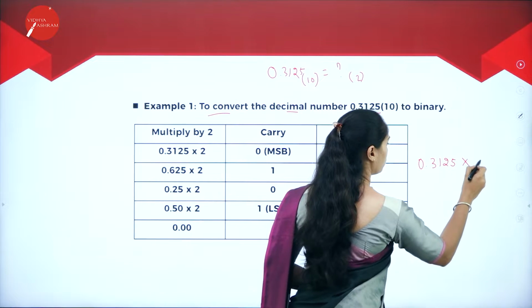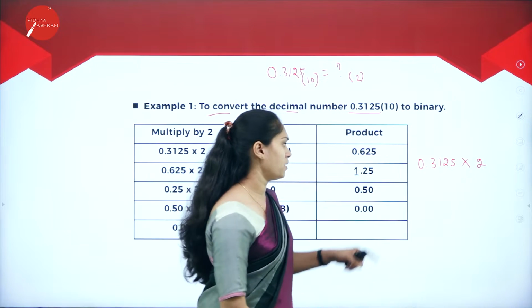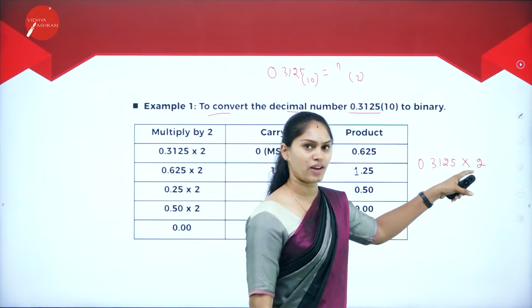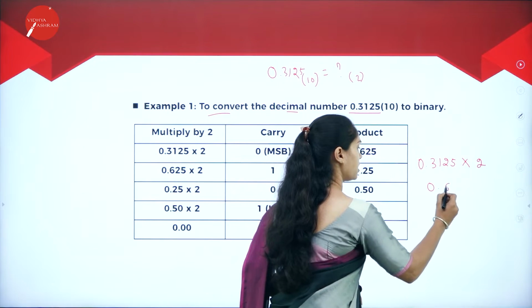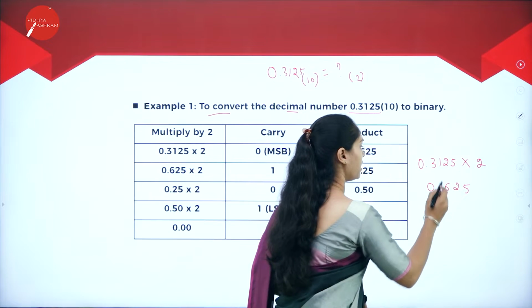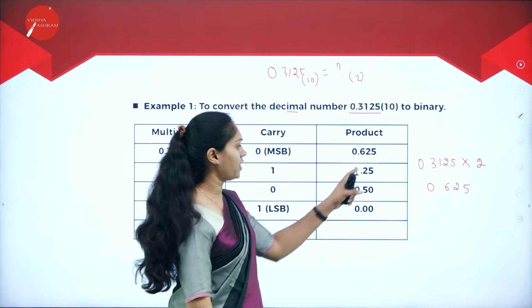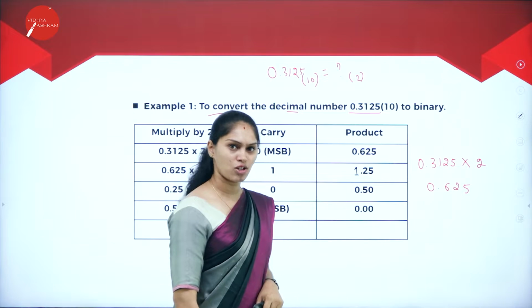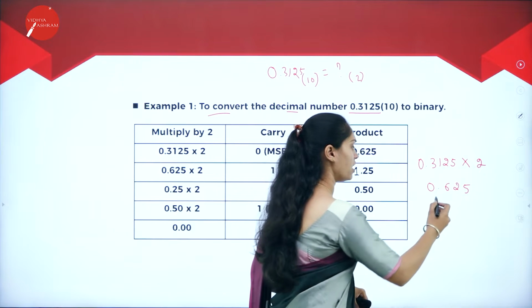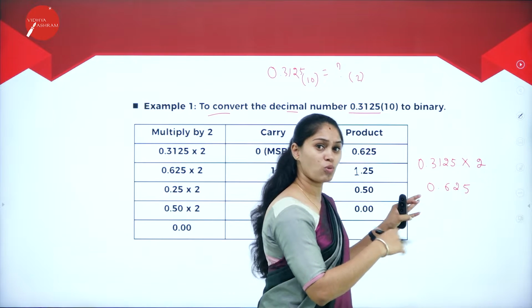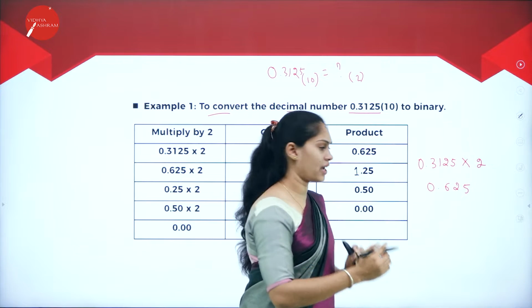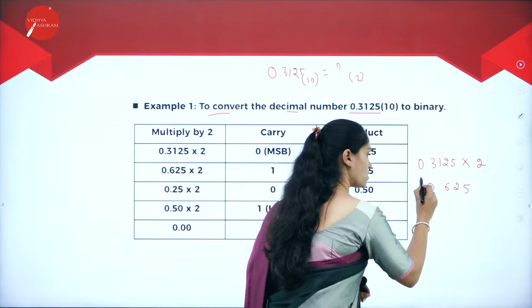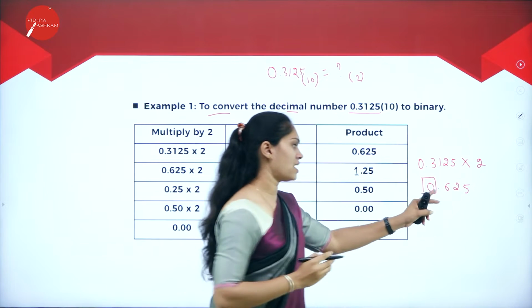Okay, into 2. So if I multiply 0.3125 by 2, then what we are going to get is 0.625. Here this is just a product. So what do we have to follow? We have to find the carry along with the product. Okay, so the carry will be whatever is there before the decimal point.